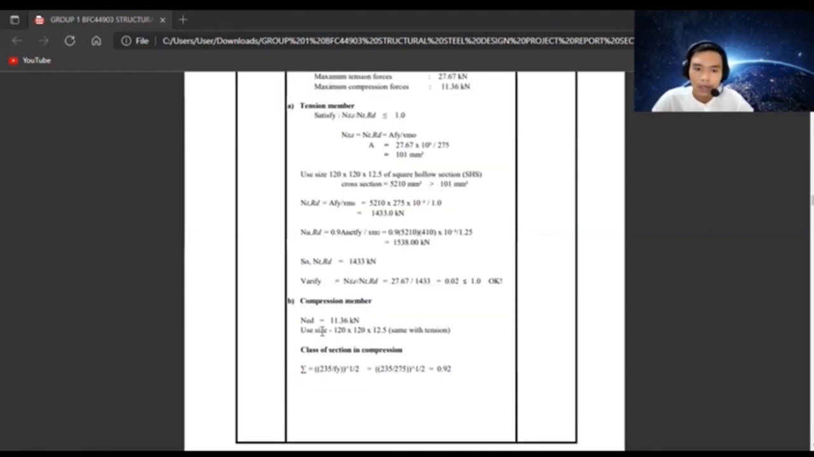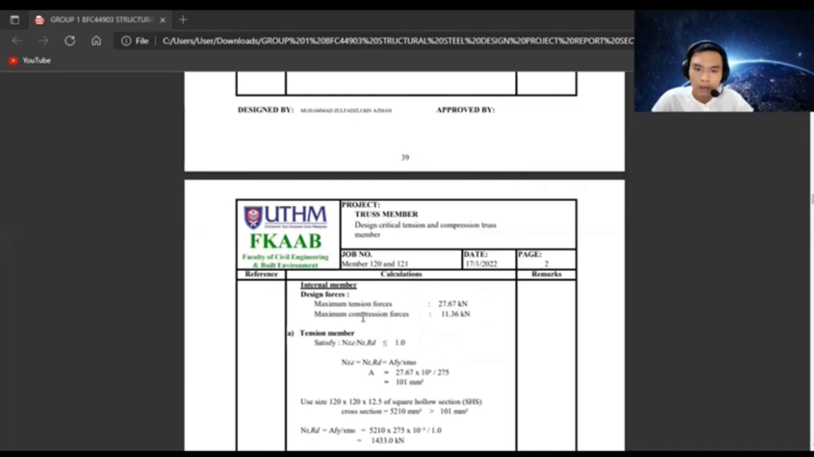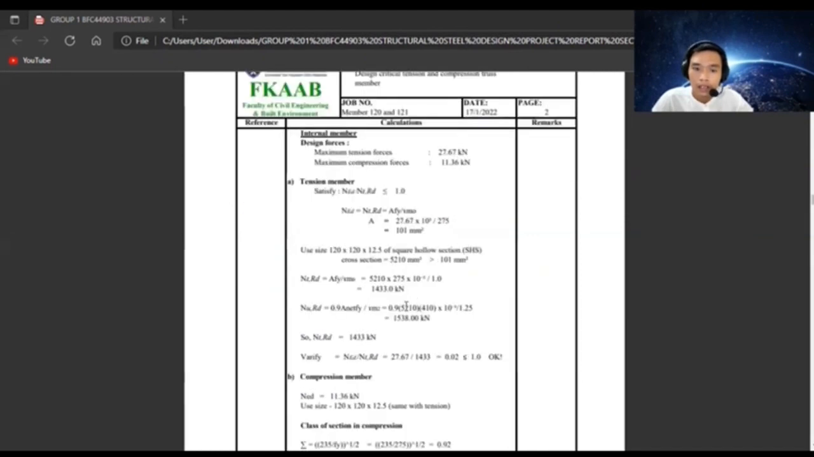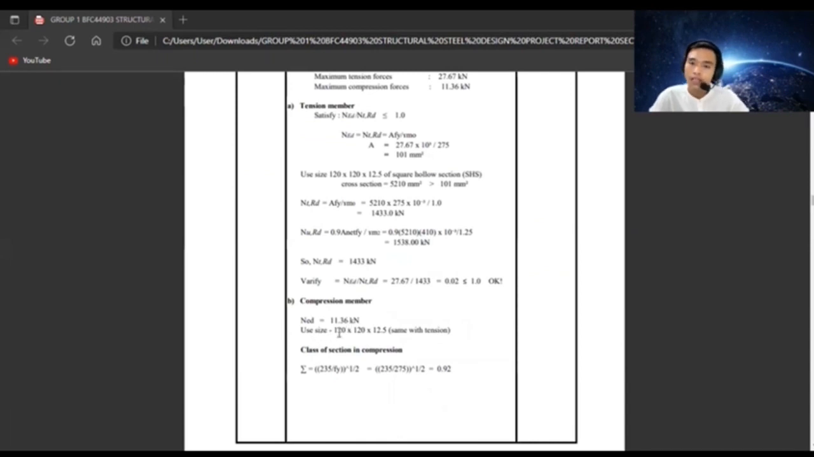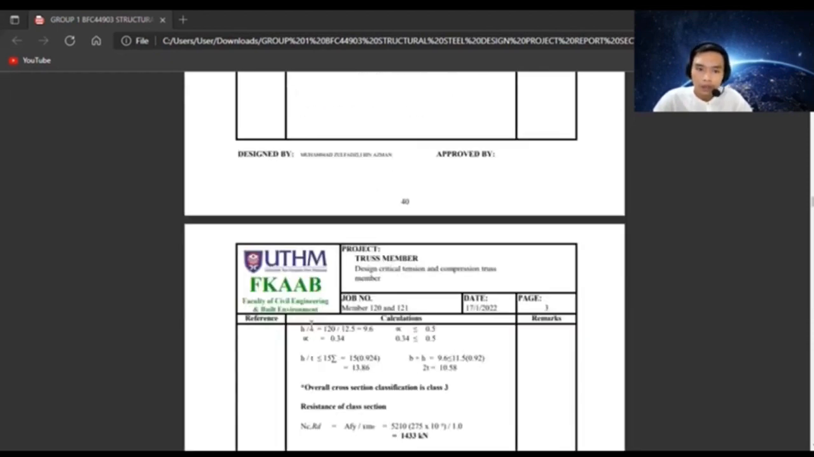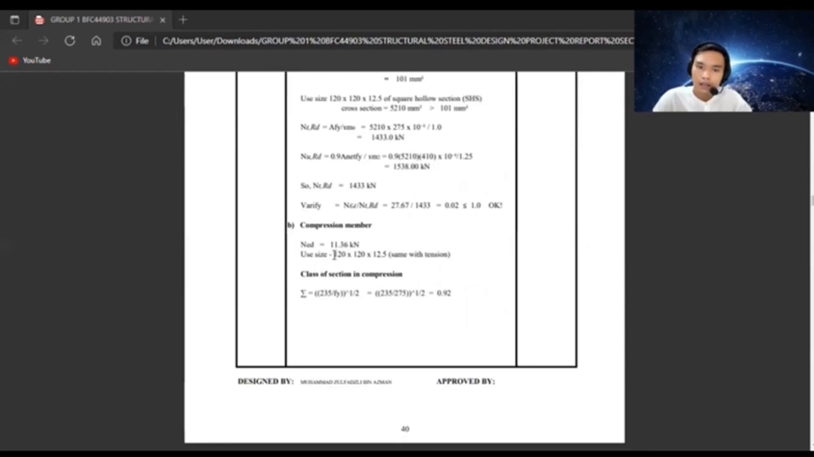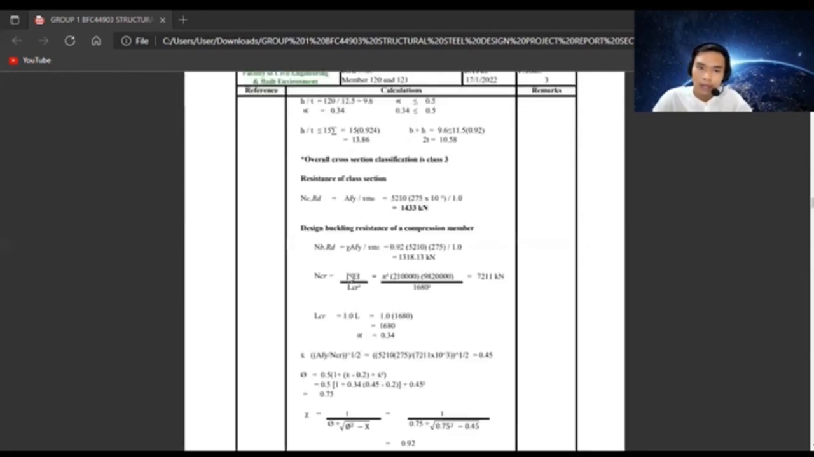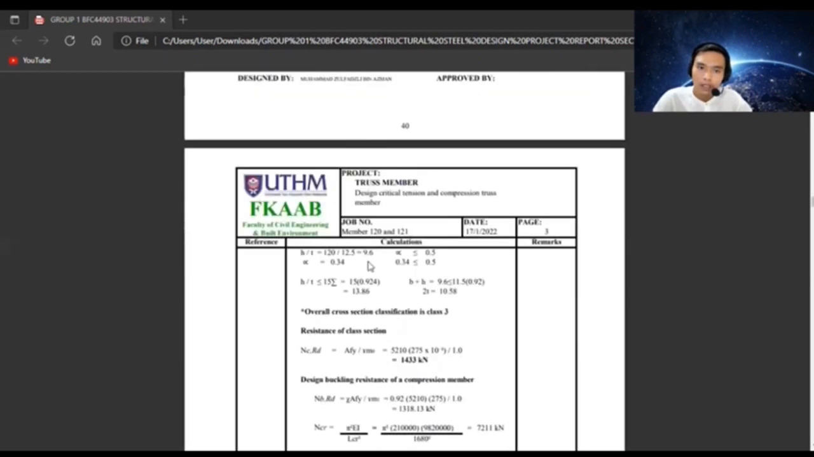For the compression member, NEd here, we got it from the analysis, which is 11.36. The size that we use is 120 times 120 times 12.5, the same as tension. So for the class of section in compression, this is the formula, and we got the value for epsilon of 0.92. For this part, h divided by t, where h is the size that we use, 120 divided by 12.5, we got a value of 9.6.